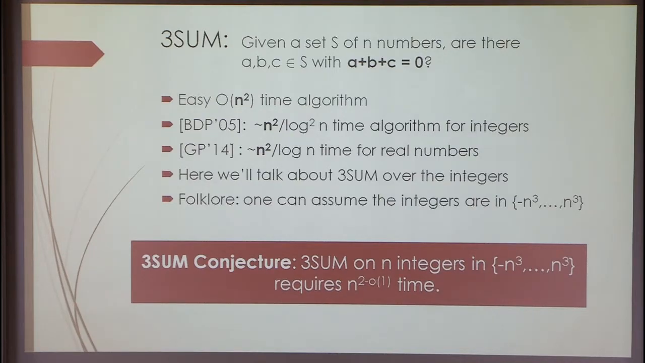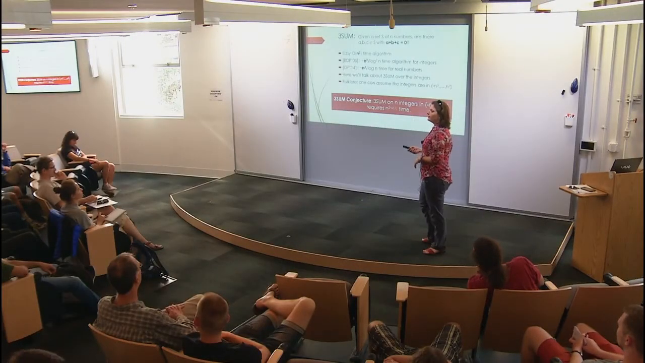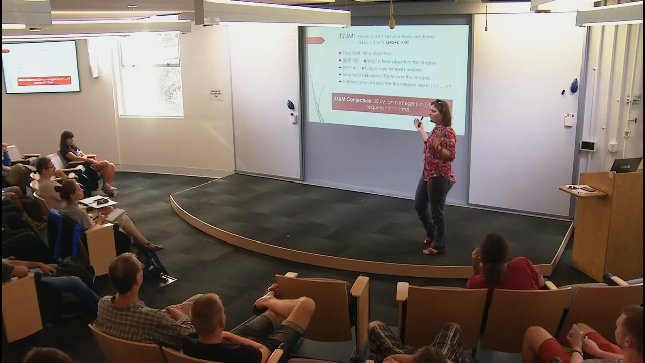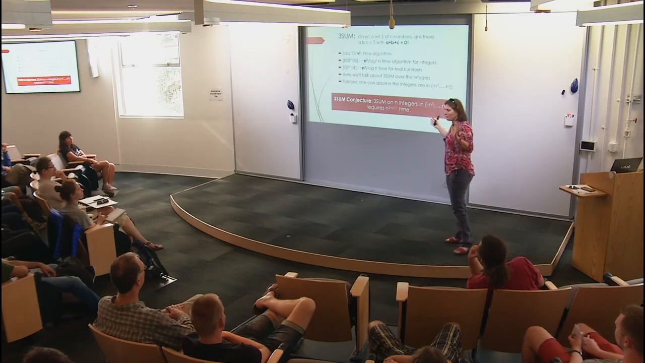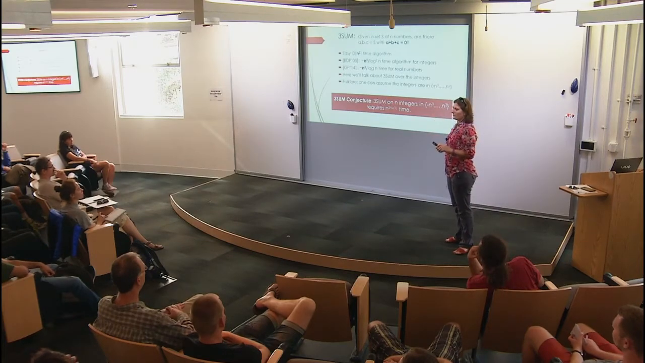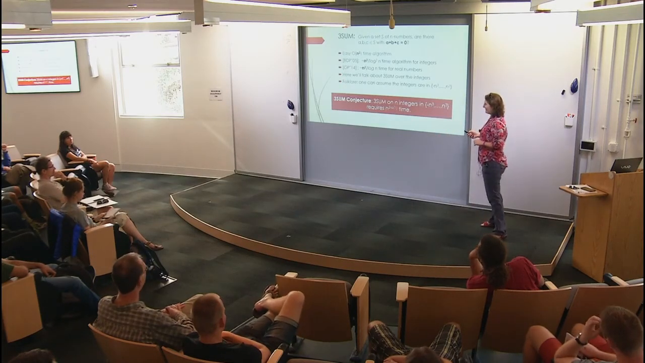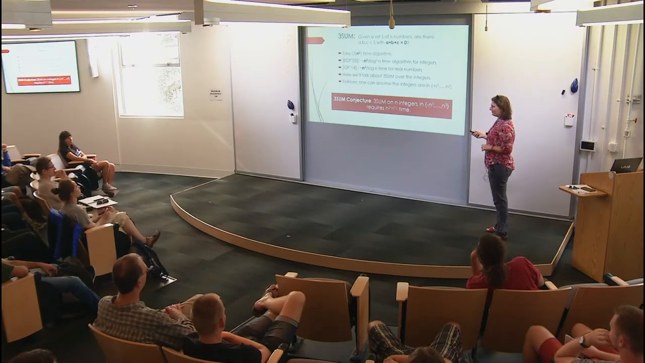Excuse me. Can you give some hints about this folklore result? The idea is you can do a randomized reduction. You can pick a random prime and so on. For example, you could do that. I'll let you know later. There's a few ways to do it.